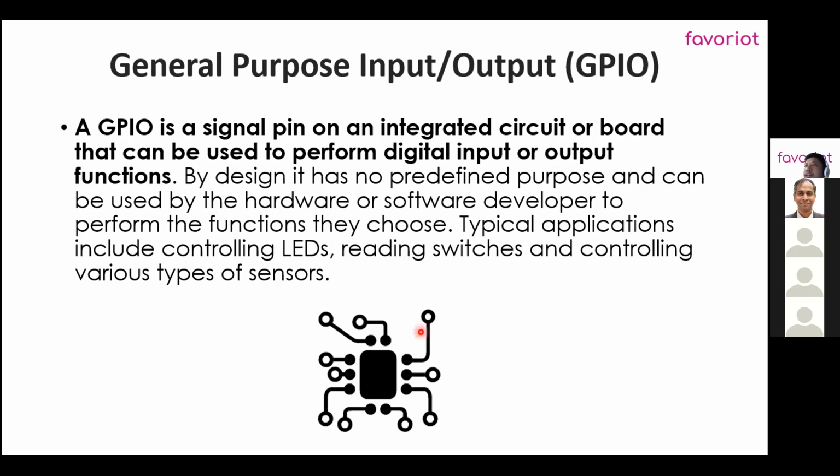So as the main thing when we do programming on any board, any microcontroller, we need to know the GPIO. What is the GPIO? It is a signal pin on an integrated circuit or board that can be used to perform an action, for example, input or output. So this is the definition.